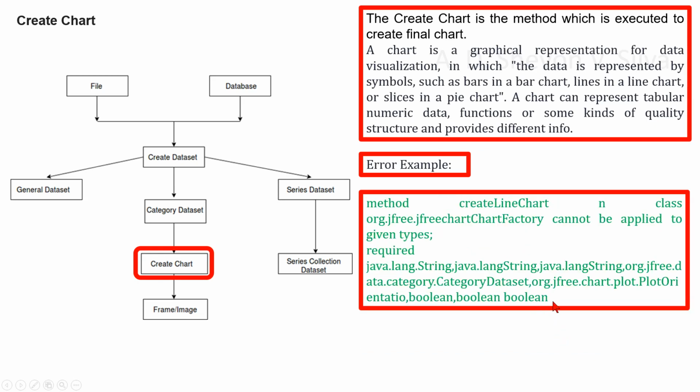As another example, we can consider this one: method createChart class org.jfree.chart.ChartFactory cannot be applied to given types. Required java.lang.String, java.lang.String, java.lang.String, org.jfree.data.category.Dataset, etc. here.